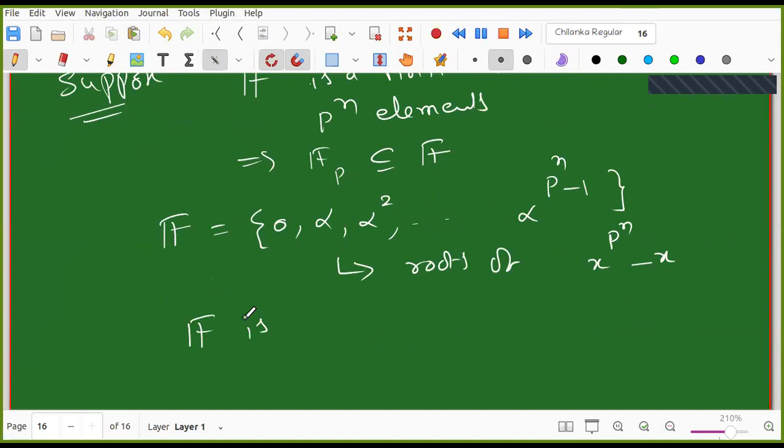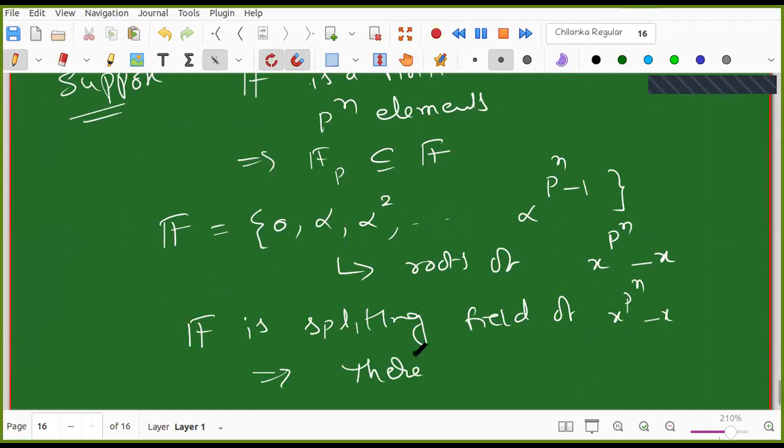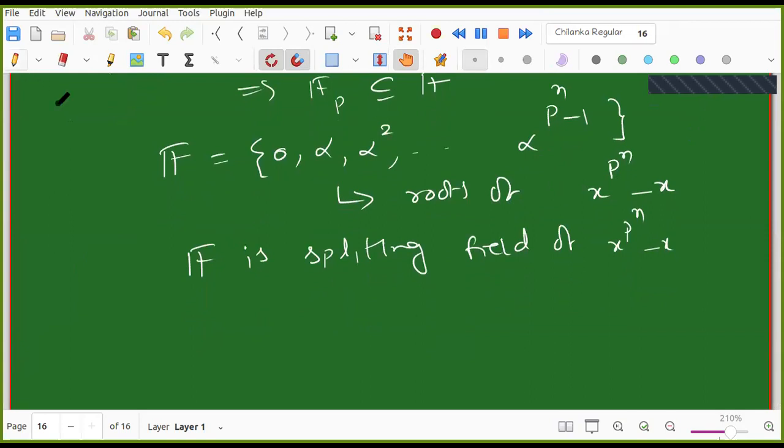Consider the splitting field of x^(p^n) minus x. Because of that, there exists a unique field. Every field with p^n elements is a splitting field, but the splitting field is unique. So this is one result I am taking from field theory without proving, since that takes more time. Sorry for that. But the splitting field is unique.